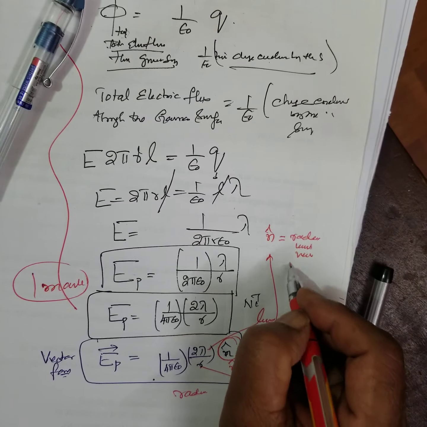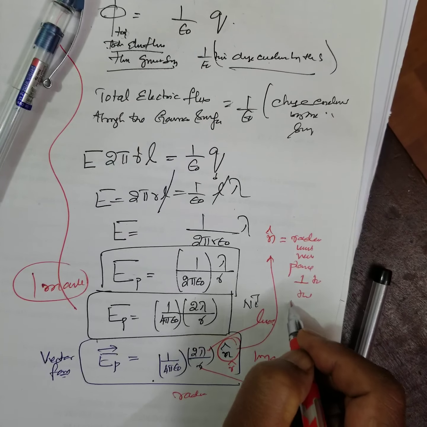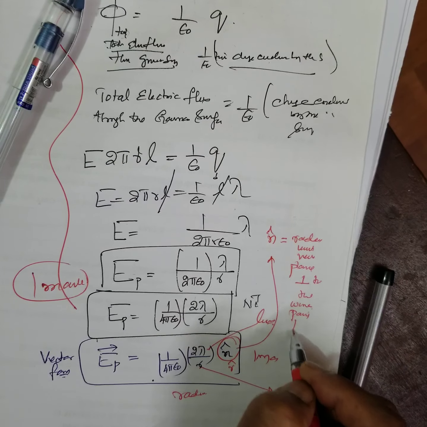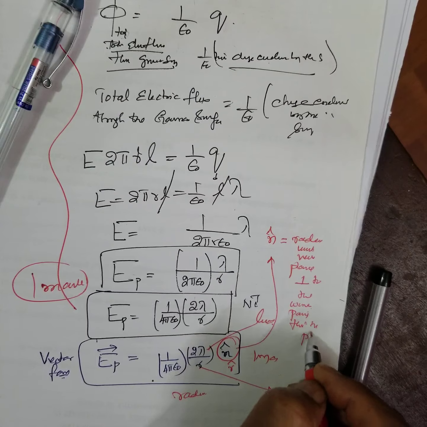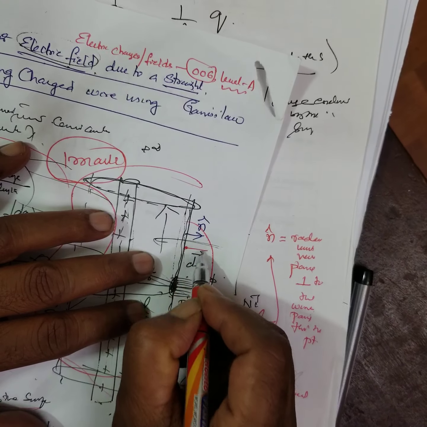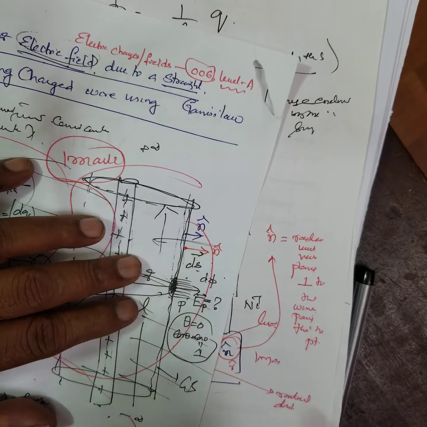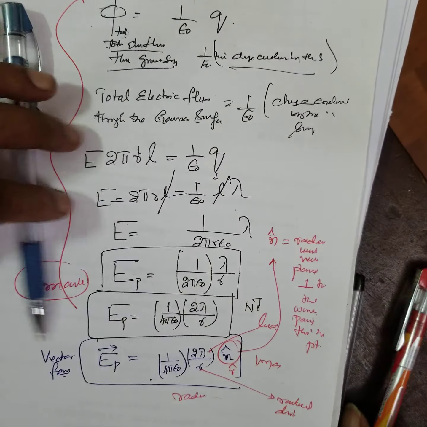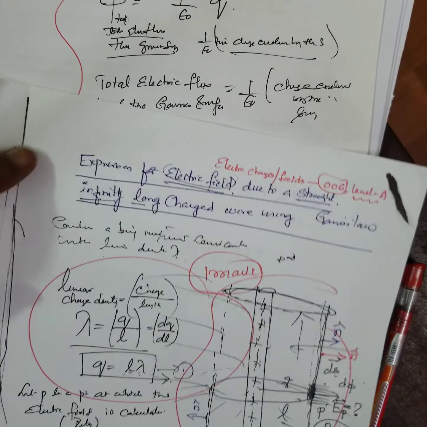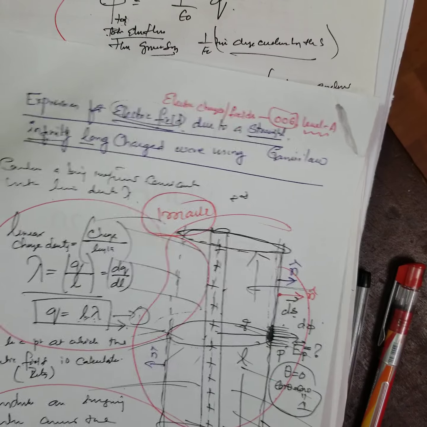in a plane perpendicular to the wire passing through the point. How to represent? Suppose you take this is the point, right? This is n cap. Understood? Now they will ask you for 3 marks, that means the expression for electric field due to infinite long charge wire using Gauss theorem.